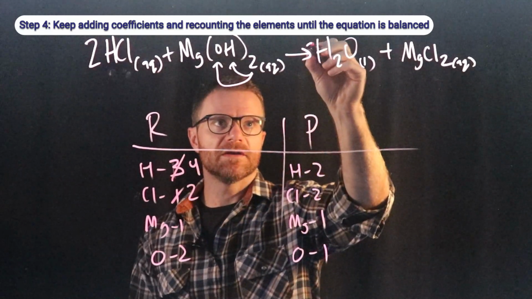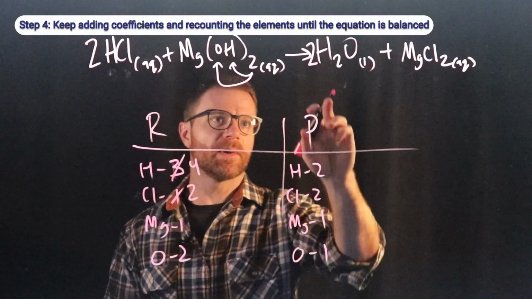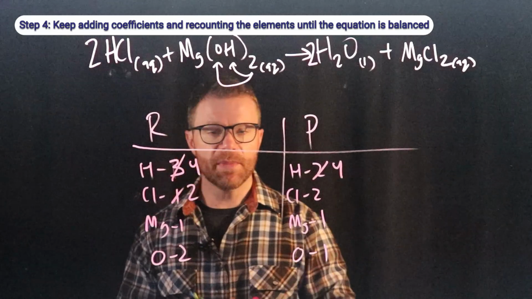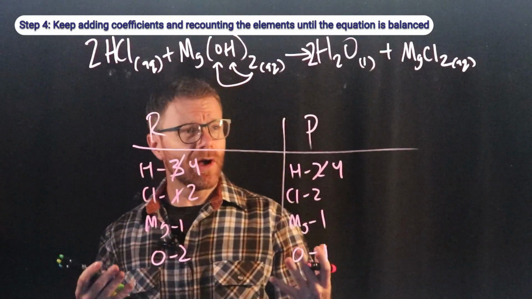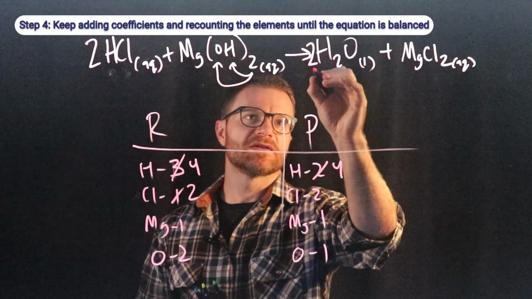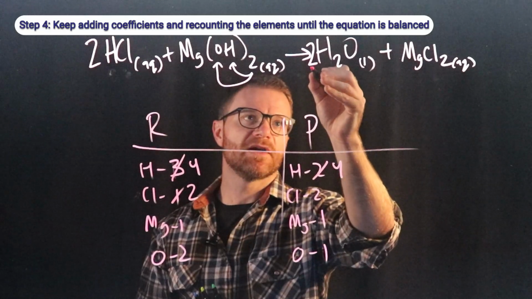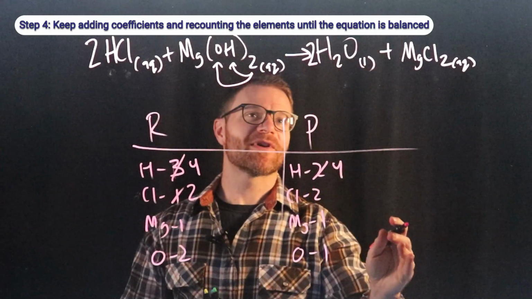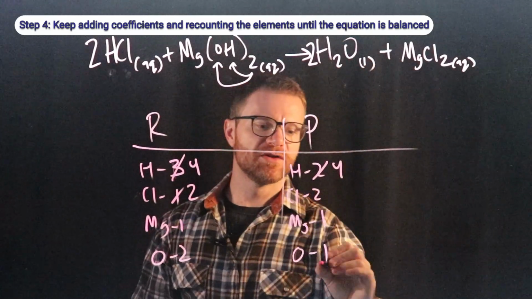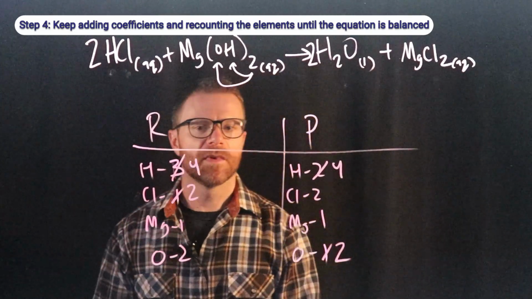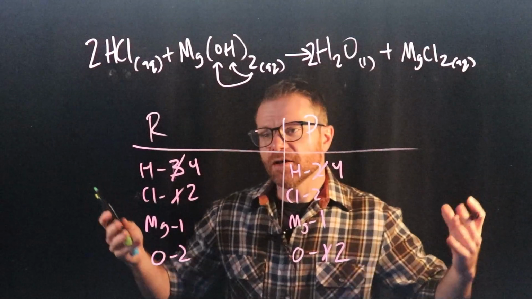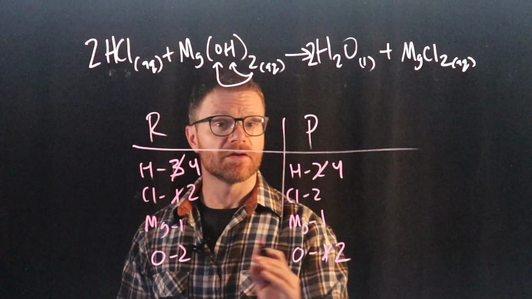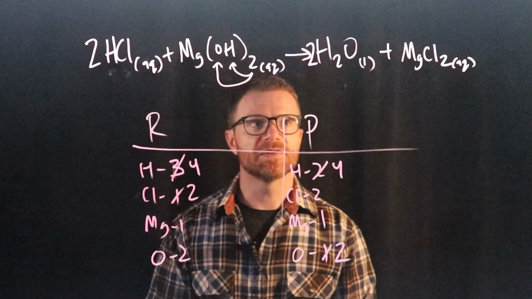So if I put a 2 in front of that water, I'm going to have 2 times 2, 4 hydrogens, which is going to be balanced. But I've also upset my number of oxygens, because I also have 2 times 1, 2 oxygens. And oh, looks like I'm done. 4, 4, 2, 2, 1, 1, 0, 0. So everything's balanced on both sides.